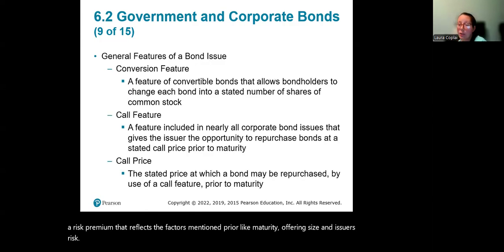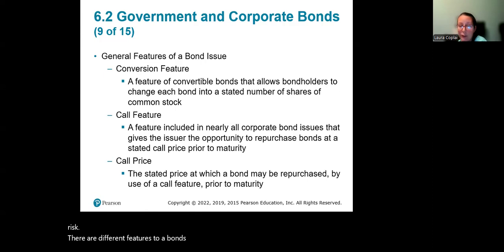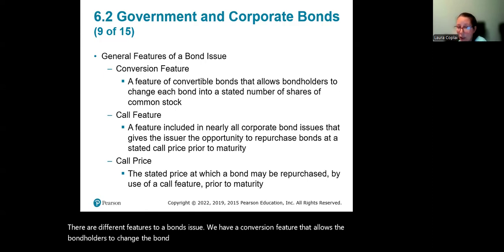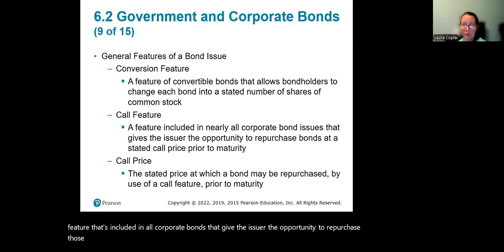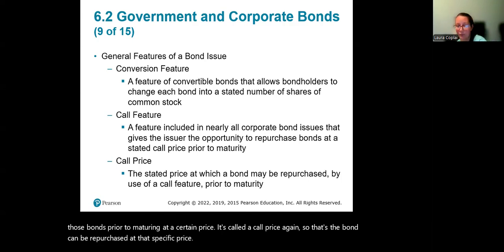There are different features to a bond issue. We have a conversion feature that allows the bondholders to change the bond into a stated number of shares of common stock. There's a call feature that's included in normally all corporate bonds that gives the issuer the opportunity to repurchase those bonds prior to maturing at a certain price. It's called a call price. So the bond can be repurchased at that specific price prior to maturing.